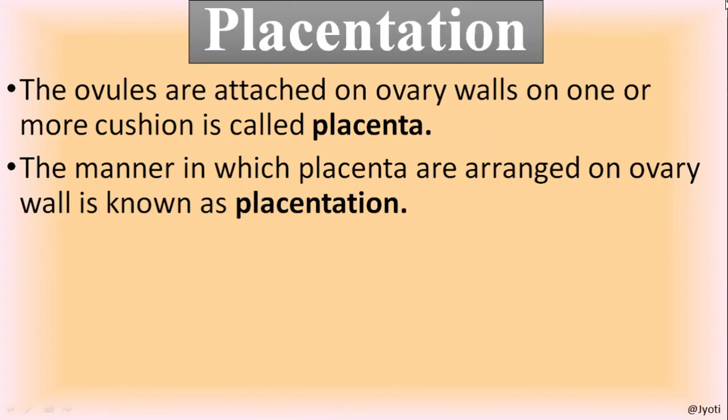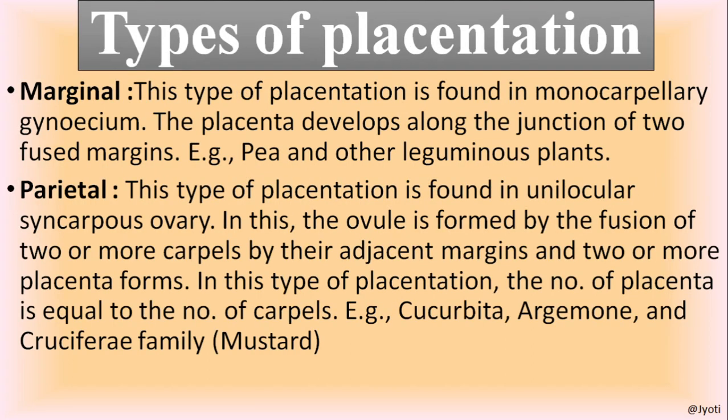Then the next important feature is placentation. The ovules are present inside the ovary and develop into the seed. The ovules are attached to the ovary wall with the help of a cushion-like structure called the placenta. The arrangement of the placenta in the ovary is called placentation. Actually, the placenta bears the ovule, and the arrangement of the placenta along with the ovule is called placentation, and this arrangement is there in the ovary.